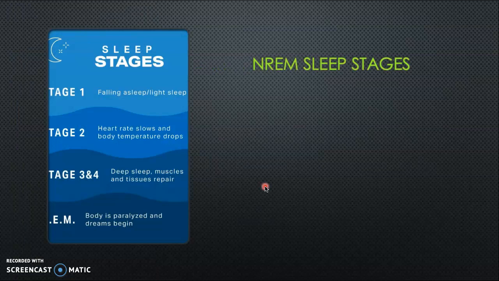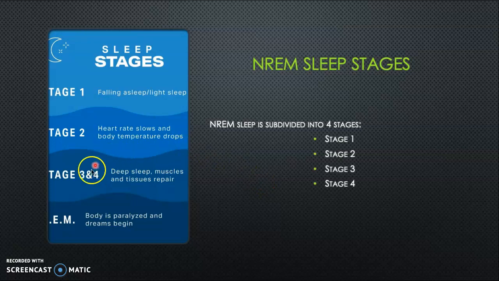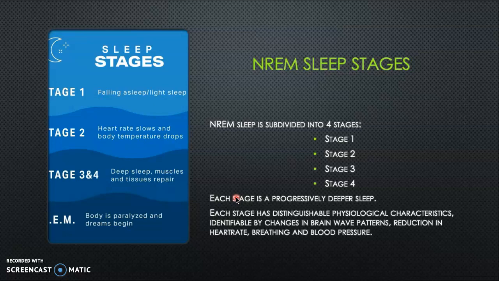And you can see here, there are actually 4 stages of NREM sleep. Stage 1, 2, 3, and 4. And in this image, you'll see often stage 3 and 4 are combined, and sometimes they're just referred to as stage 3 or deep sleep. And as we go through, each stage is progressively a deeper sleep. And each stage will have distinguishable physiological characteristics, so changes in brainwave patterns, reduction in heart rate, breathing, and blood pressure.